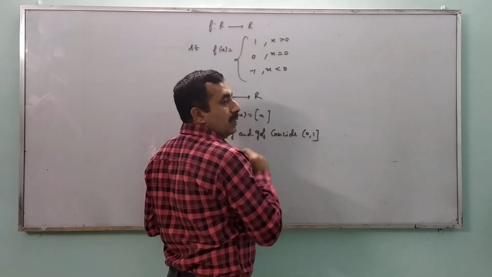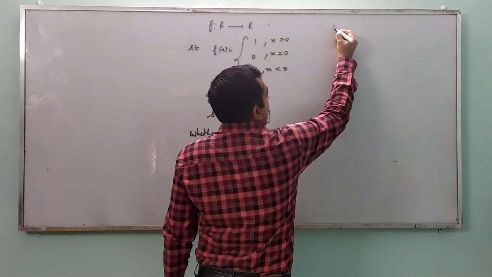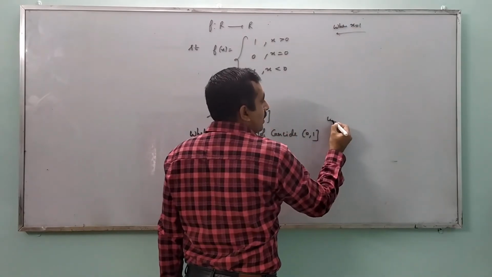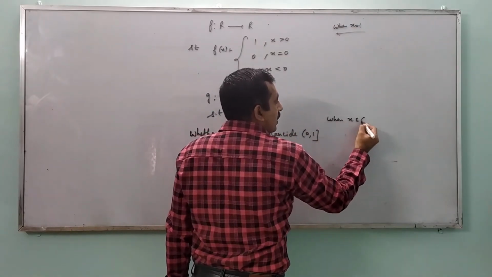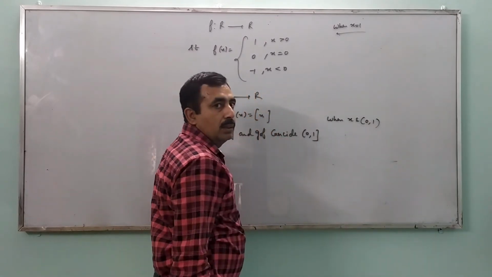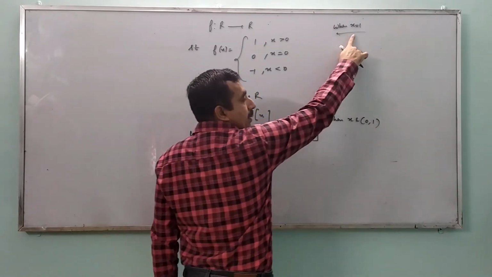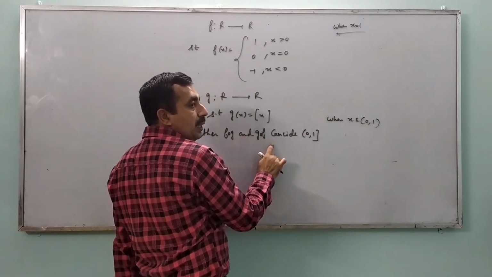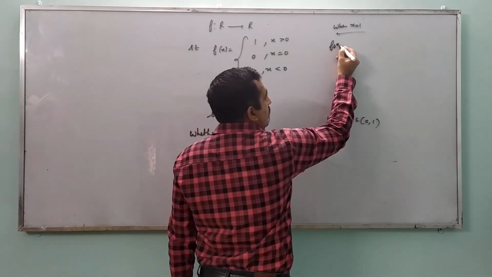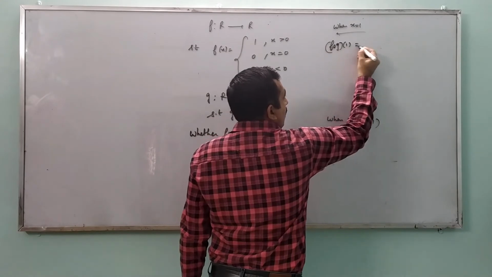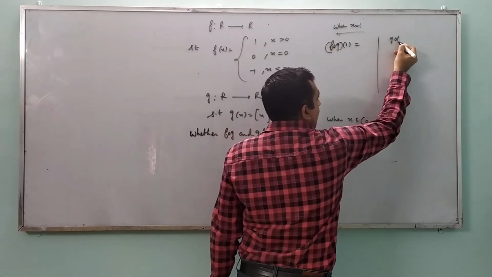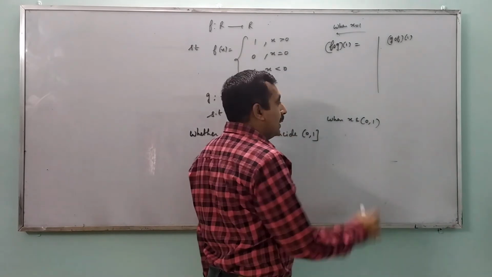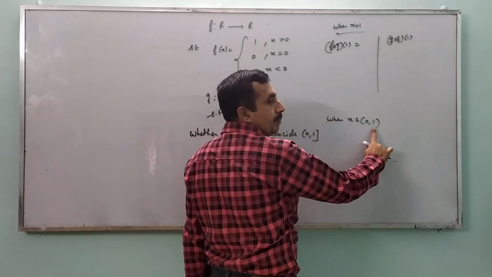So we take two cases. First case, when x equals 1. Second case, when x lies between 0 and 1. Take 1 separately and 0 to 1 separately. The question is f of g and g of f. So find f of g at 1, and find g of f at 1, and then compare these values.